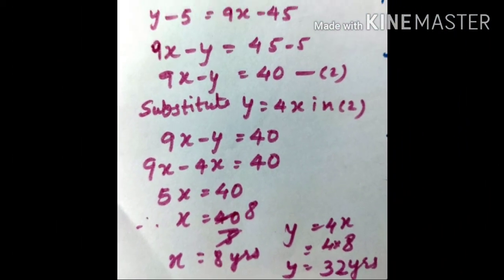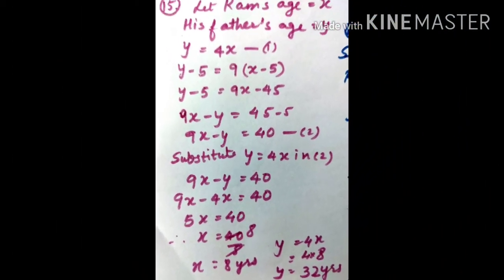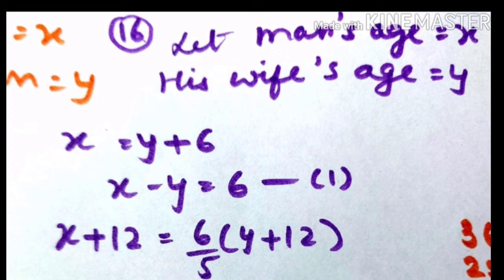Now let us take question number 16. At the time of marriage, a man was 6 years older than his wife. So in the first line you read, there are two persons, a man and his wife. So let man's age be equal to x and his wife's age be equal to y. So first we have supposed man's age and his wife's age.